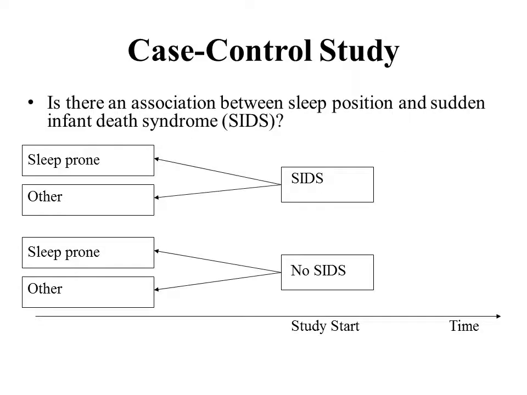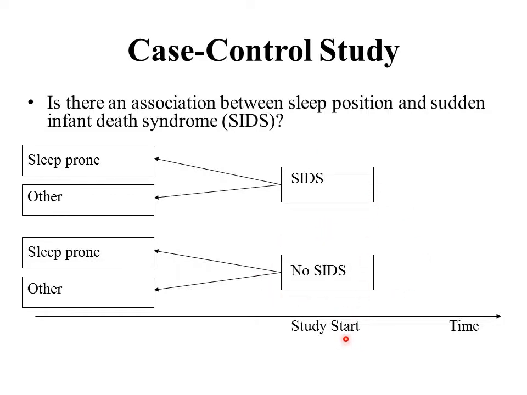So as an example of this, let's look at this question. Is there an association between sleep position and sudden infant death syndrome, commonly called SIDS? And so this figure here illustrates this idea of a case control study. So here we've got two groups: infants who died of SIDS and infants who did not. So this is a case, and this is our control.